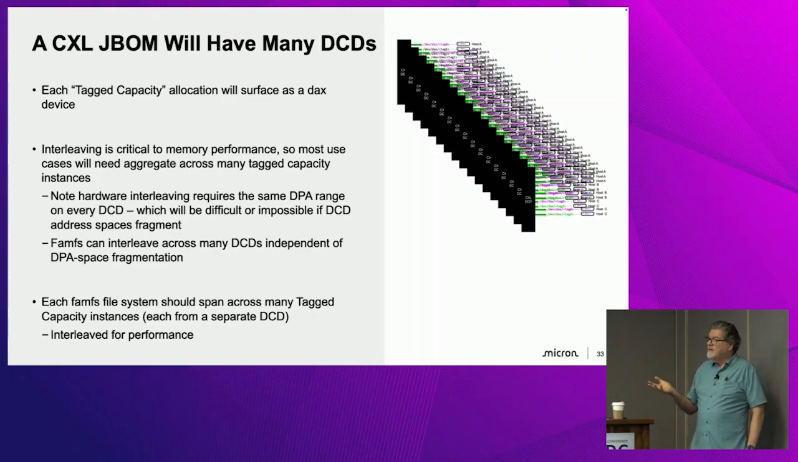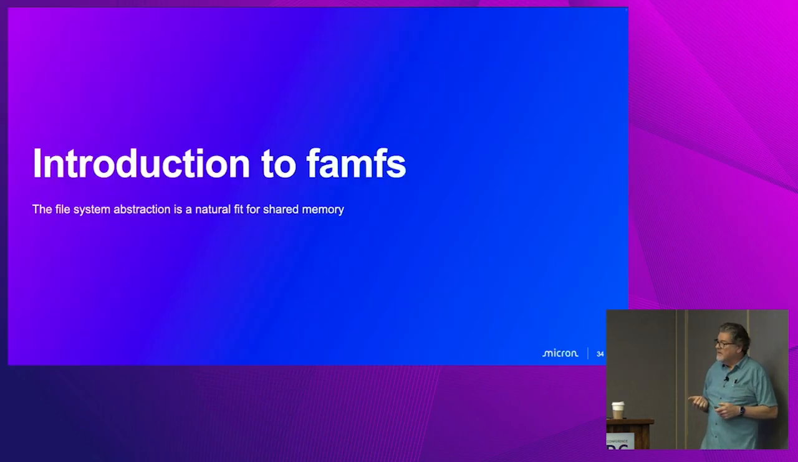In CXL, what's going to make sense is not allocating one tagged capacity instance, which is necessarily from one DCD. That's one memory device. You're going to want 16, and you want to interleave across them, usually. And so the Fabric Manager's got real work to do.